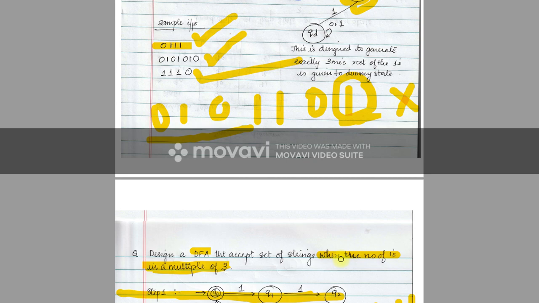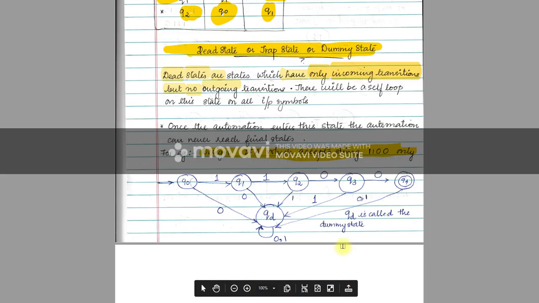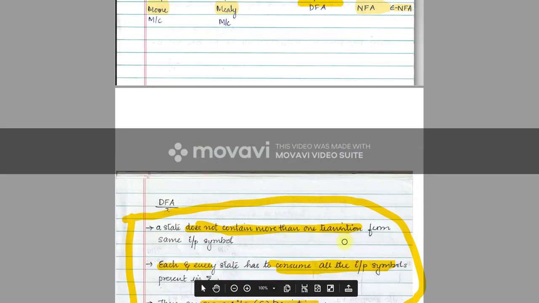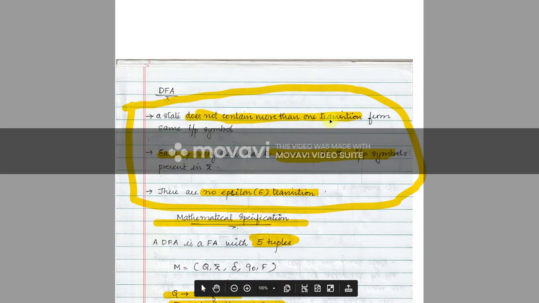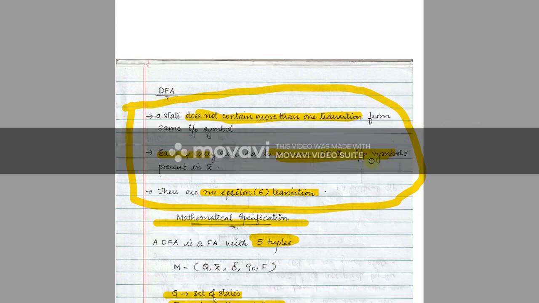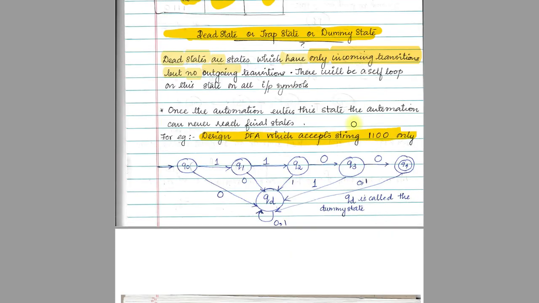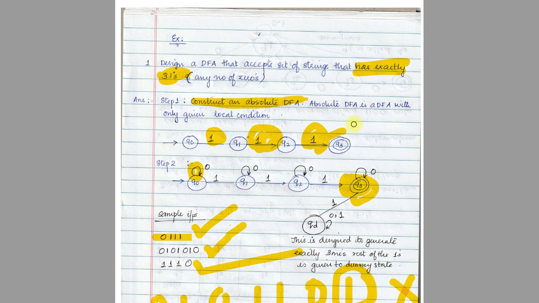And there are two variations of finite automata, with output and without output. With output we have Mealy and Moore machines. Without output we have NFA, DFA and epsilon NFA. And we learned about DFA, the three conditions to be a DFA. That is, one does not contain more than one transition for the same input symbol. Each and every state consumes all the input symbols, and we have no epsilon transition. And the problems based on DFA.